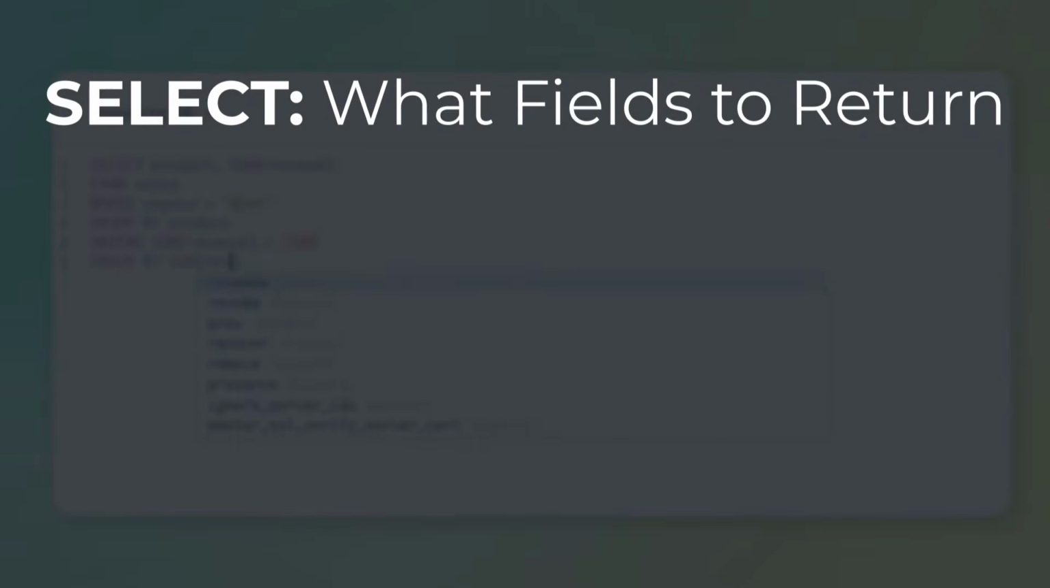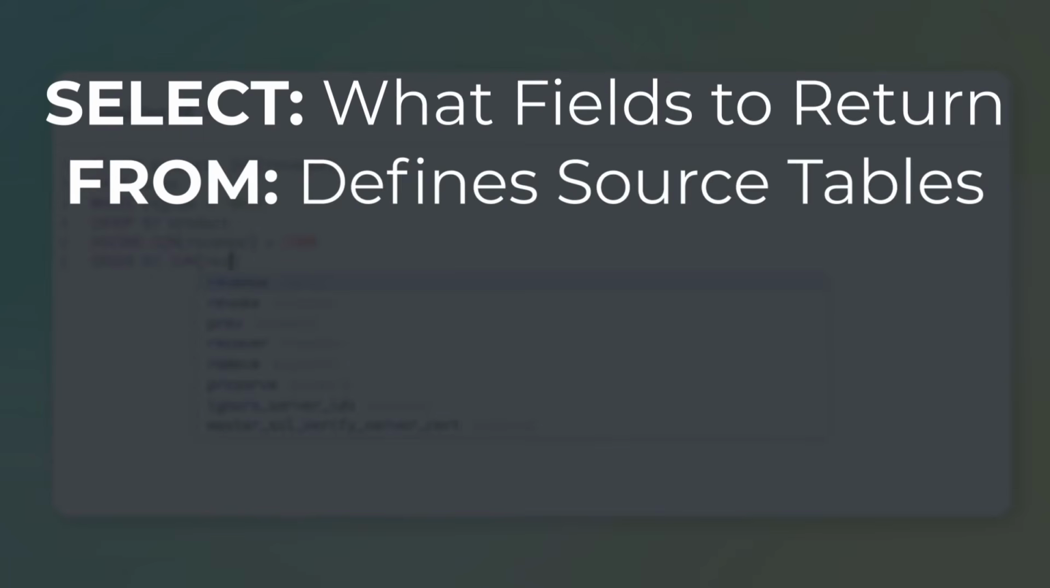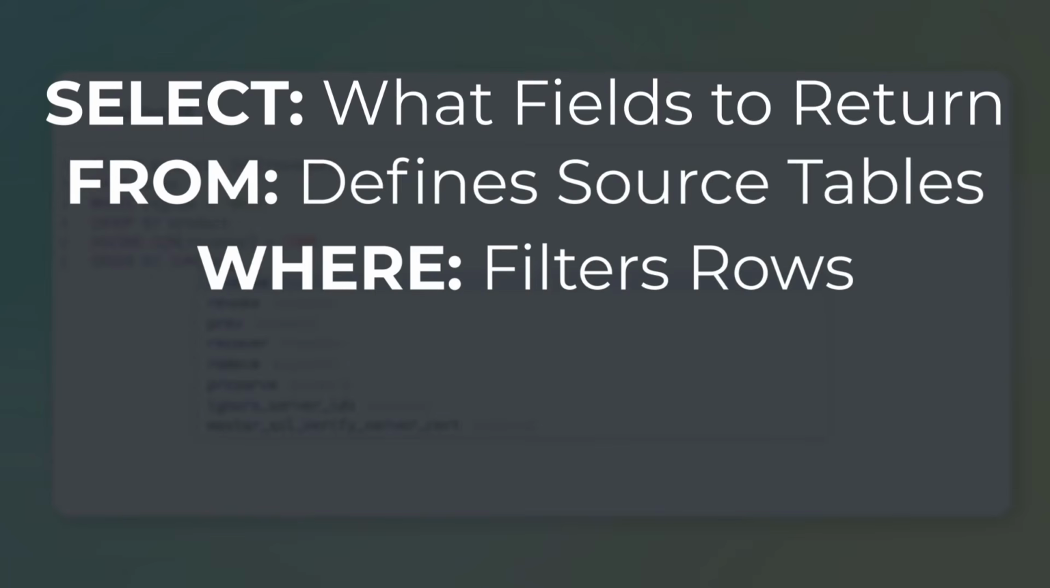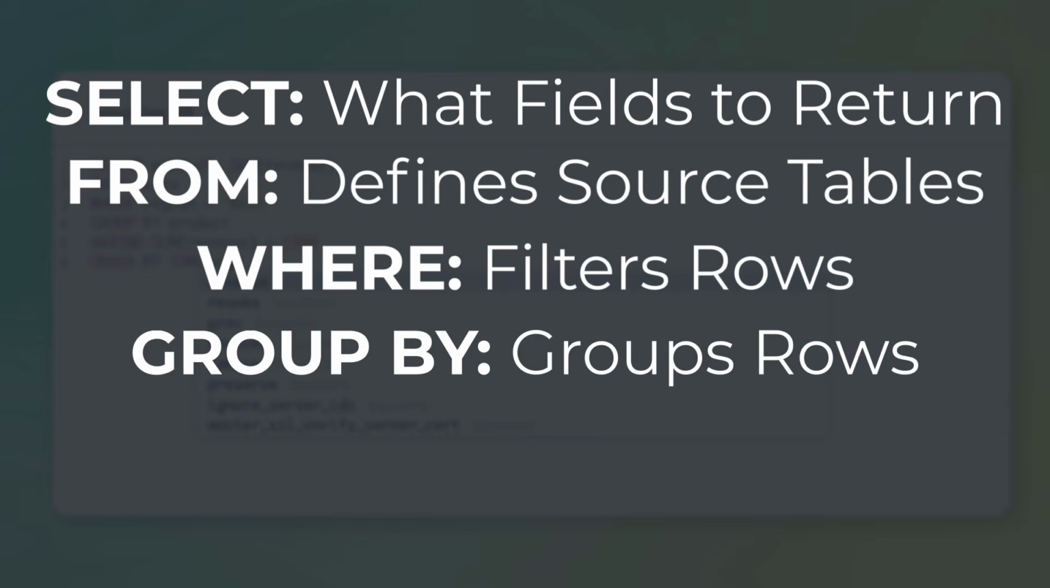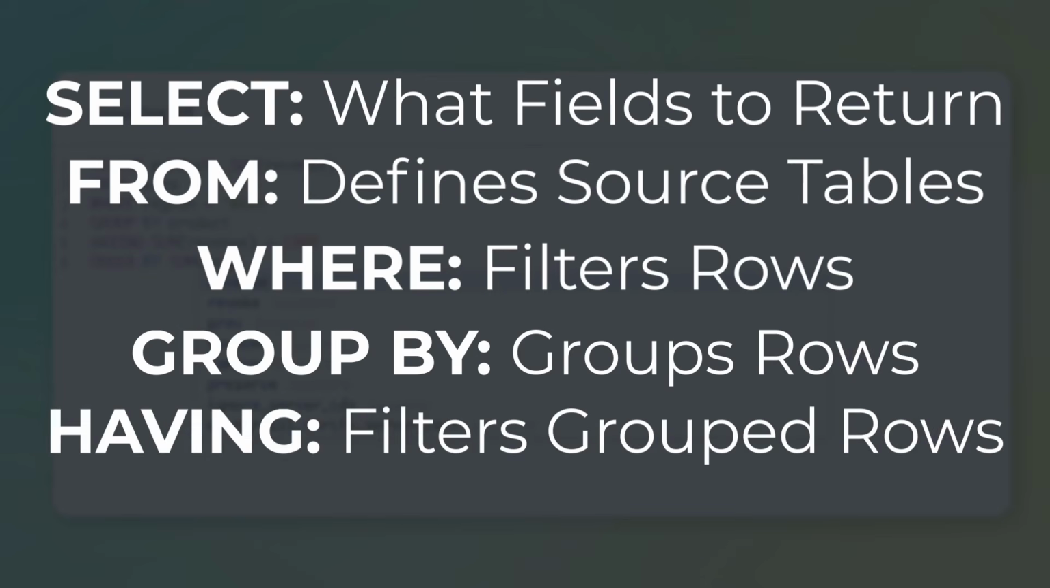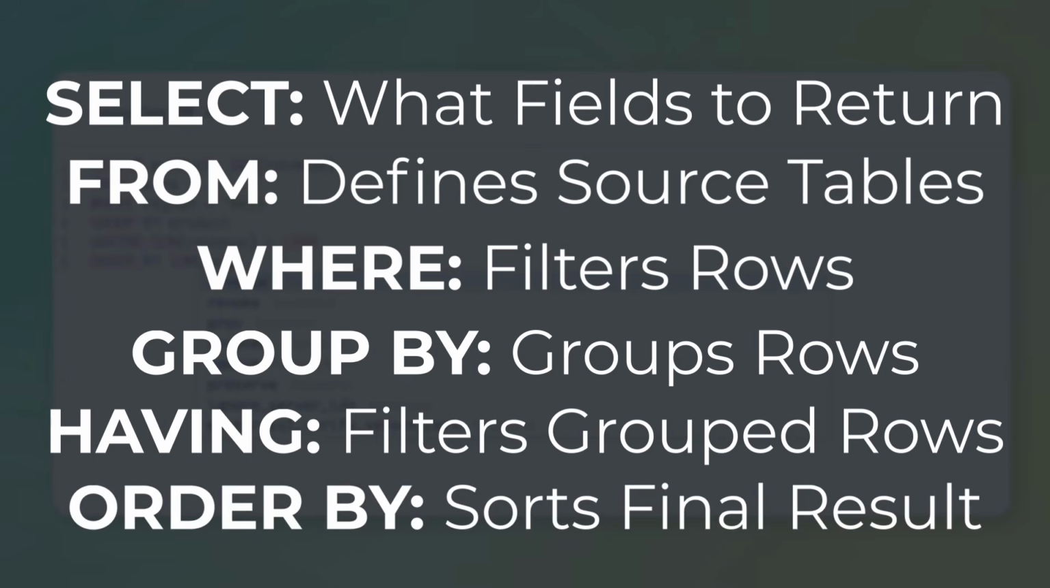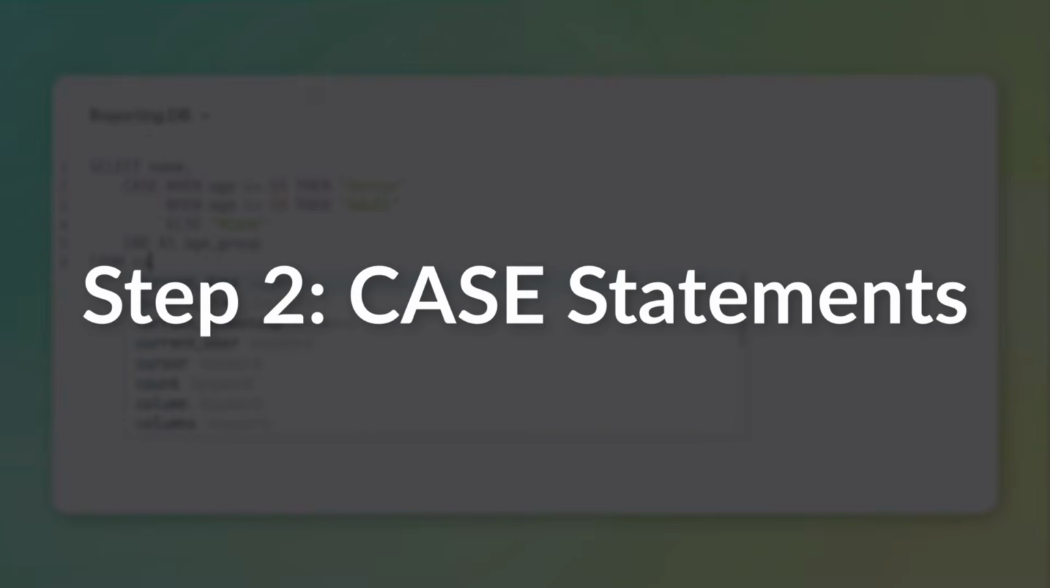So here's what to know. I already explained these, but let me break them down. Select tells you what fields to return. From defines the source tables. Where filters your rows before grouping. Group by aggregates those rows into groups. Having filters based on those groupings. And order by sorts the final result. And that's pretty much it. Once you've mastered these basics, you'll start to hit limits in your flexibility, which is where conditional logic like case statements come into play.